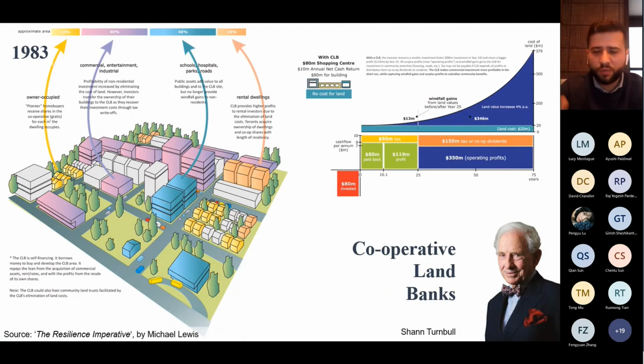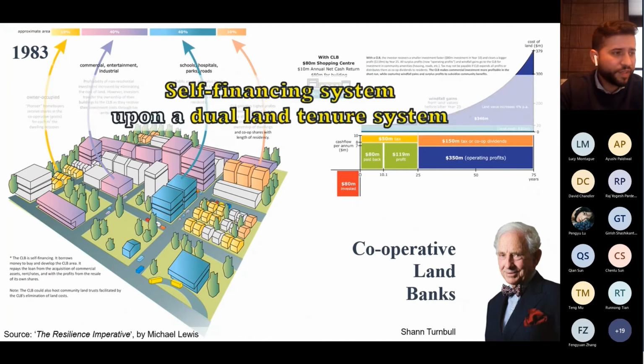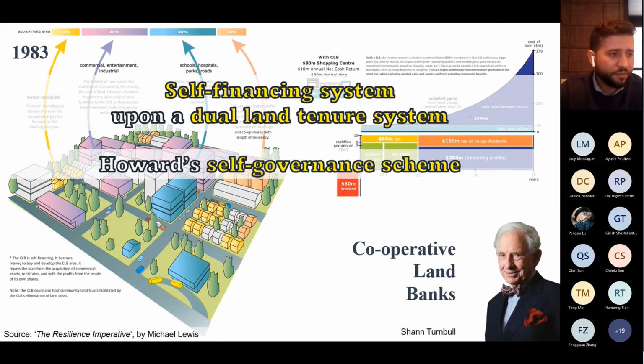However, unlike the Garden City's management structure, the shares of a cooperative land bank should be held by residents rather than by investors, thus complying with Howard's self-governance scheme. To do this, Turnbull proposes to distribute the shares of the residents among the pioneer homeowners and future inhabitants in proportion to the area occupied and time of permanence. In addition, adult residents would have one vote each, so that the cooperative land bank could take the role of a community land trust in the form of a local government body.